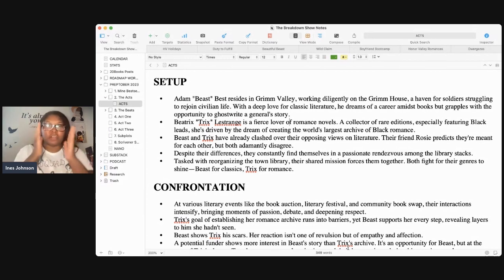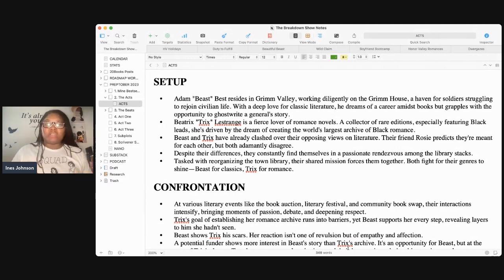This is my idea so far. Beatrix Lestrange, who everyone calls Trix, is a fierce lover of romance novels. Don't know where I got that from. She is a collector of rare editions, especially featuring Black leads, and she's driven by the dream of creating the world's largest archive of Black romance.